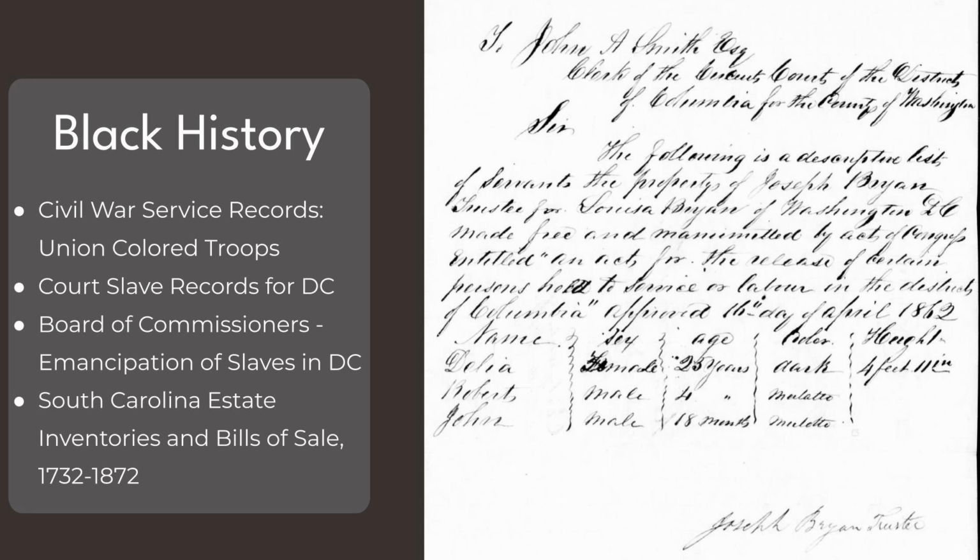There are other collections that are not military related that I think are really important. So the Black History records, it's a lot of what you're going to find. You're going to find anti-slavery manuscripts collection, Board of Commissioners, Emancipation of Slaves in D.C., Civil War Union Colored Troop service records. Those are complete. Court slave records for D.C., so many things. So you want to look through that title collection.